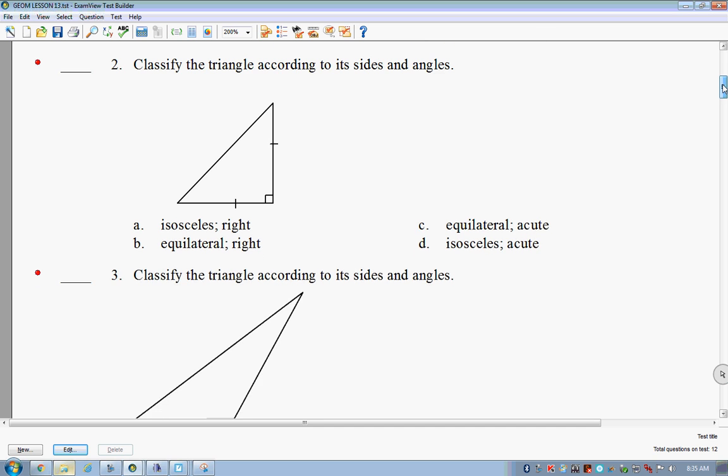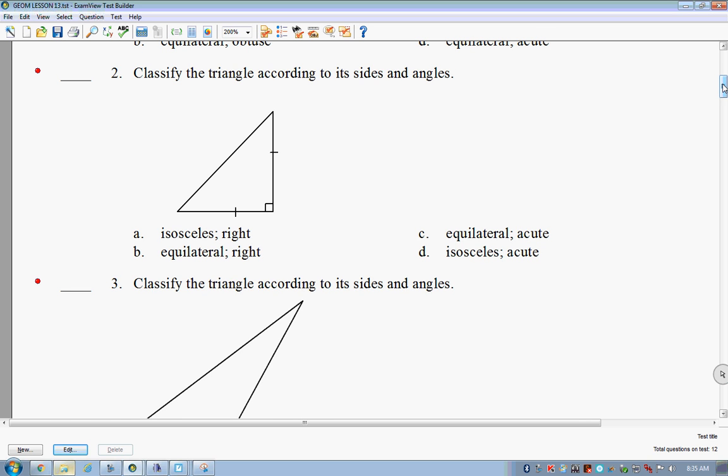All right, Chandler, how would you classify that triangle by its sides? It's an isosceles triangle. Marcos, how would you classify that triangle by its angles? Okay, it's got a right angle, so it should be isosceles right. Okay, so we get A for that.